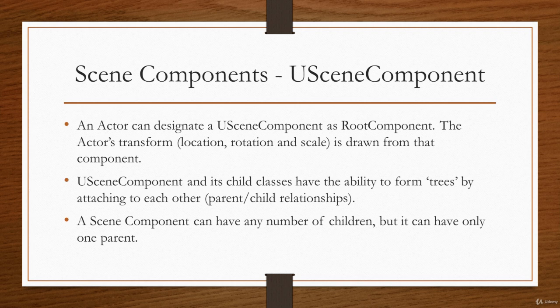So, a recap on USceneComponent. An actor can designate a USceneComponent as its root component. The actor's transform is then drawn from that component, so its location, rotation, and scale. Now USceneComponent and its child classes have the ability to form trees by attaching to each other. So basically you're creating parent-child relationships, so you can attach a static mesh to another static mesh, for example, or a static mesh to a USceneComponent, and so forth. Now a scene component can have any number of children, but it can have only one parent.